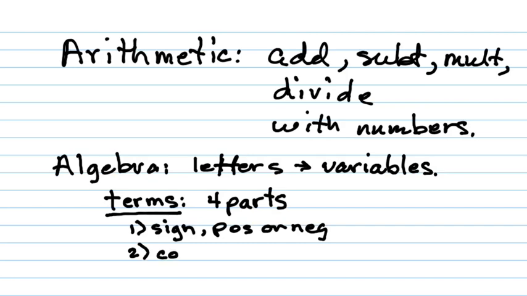The second part of every term is something called the coefficient. Coefficient is a math term that you need to know. The reason is because you're going to see these terms used in your directions. And if you don't understand what the word means, then you're going to have trouble with it later. Now, the coefficient of a term is always the number part.